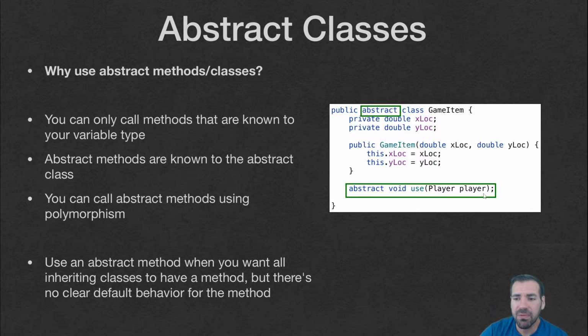But if we don't have any meaningful default behavior, then we're just going to make it abstract to say, okay, you can call this method through variables of type gameItem, but it's up to the inheriting classes to decide what actually happens when that method is called. So that's why we use abstract classes, when we want a method to be known to the super type, but we have no meaningful default implementation.